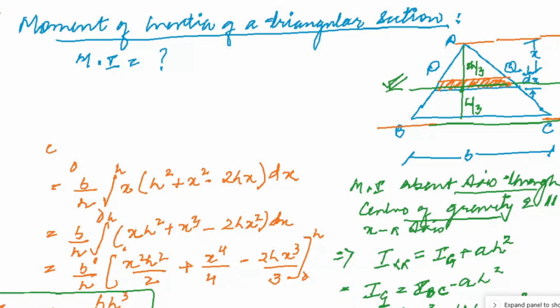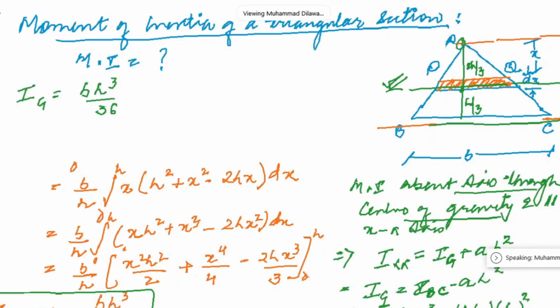Now, if you want to find out the moment of inertia about the axis through its vertex, which is also parallel to the base, this point is your vertex.